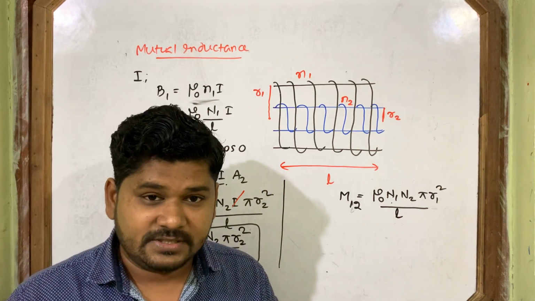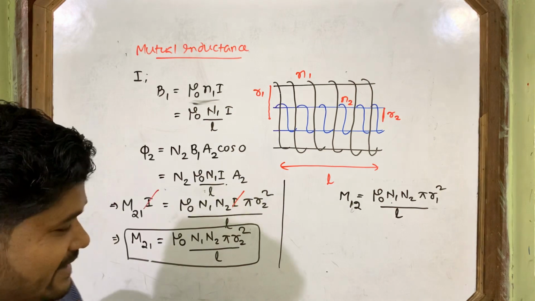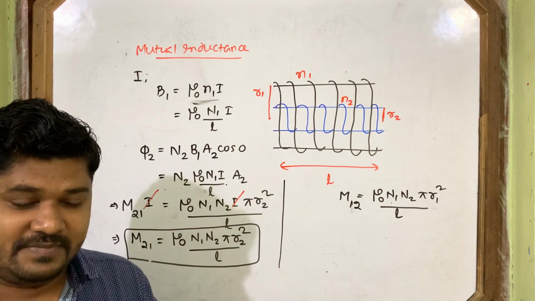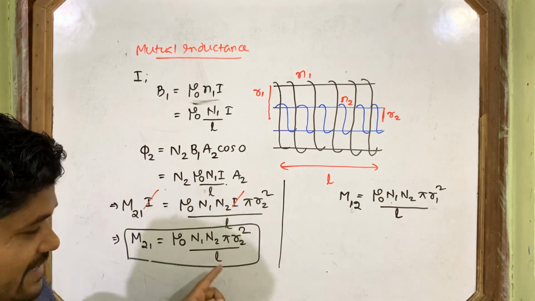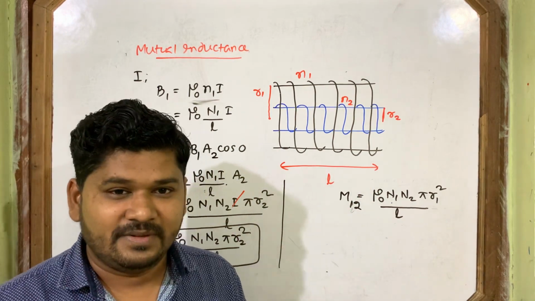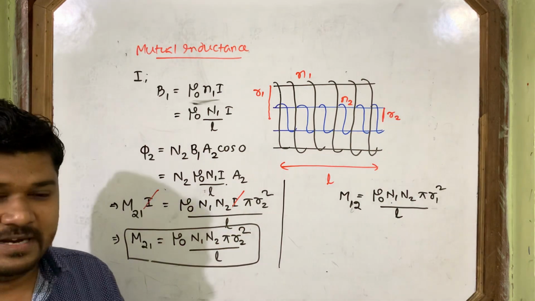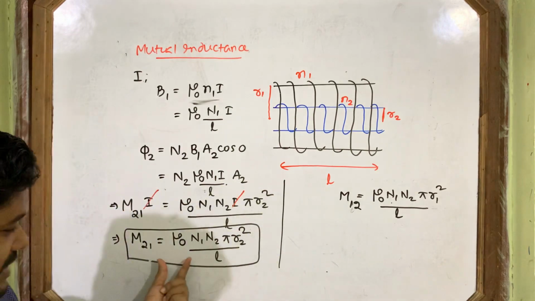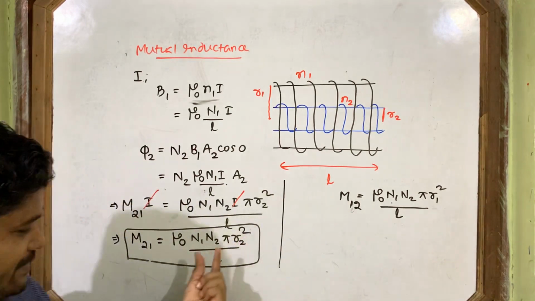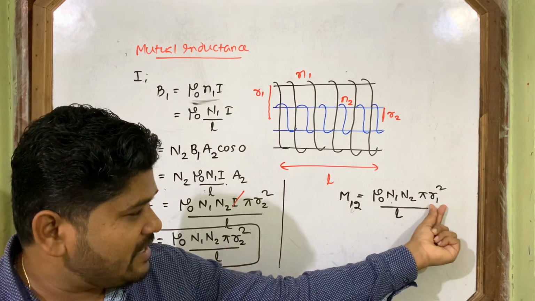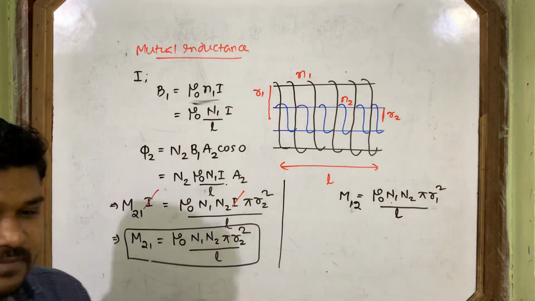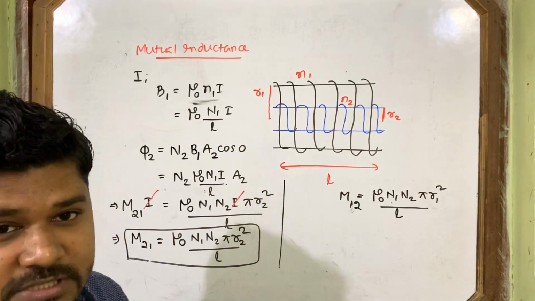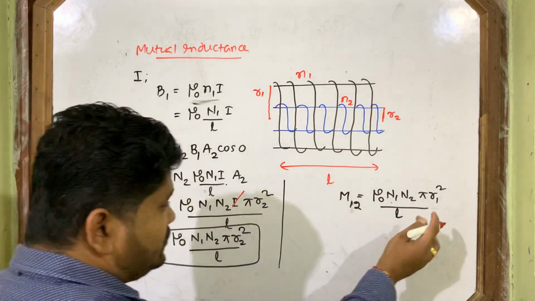Is it correct? Now you got it? Or any problem? Yes, one big mistake I have made here. Now the question is coming to your mind. Just before, you told M21 should be equal to M12. But when we write the expression of M12, just bringing from here, it will become R1, and here it will become R2. So they are not equal. If they are not equal, then we will make them equal, because I told you that M21 is equal to M12.